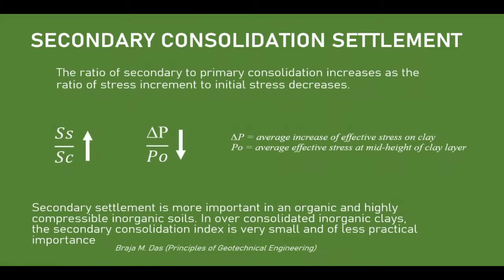The ratio of secondary to primary consolidation increases as the ratio of stress increment to initial stress decreases. As the ratio of the secondary settlement SS and the primary consolidation settlement SC increases, the ratio of the change of P, or the average effective stress, and the PO, or the vertical effective pressure, decreases. Take note that PO is the average effective stress at the mid-height of the clay.